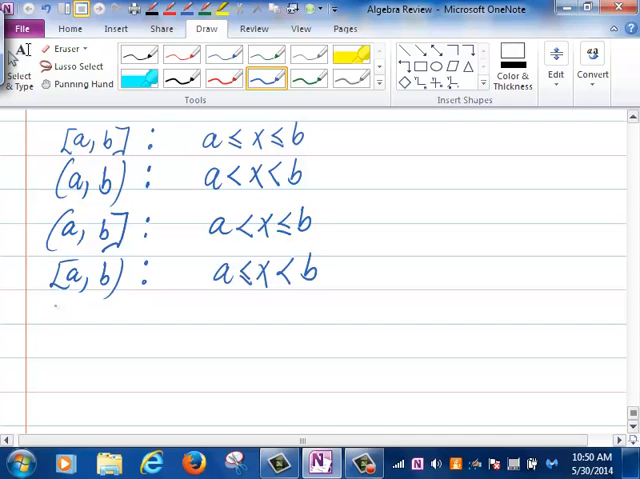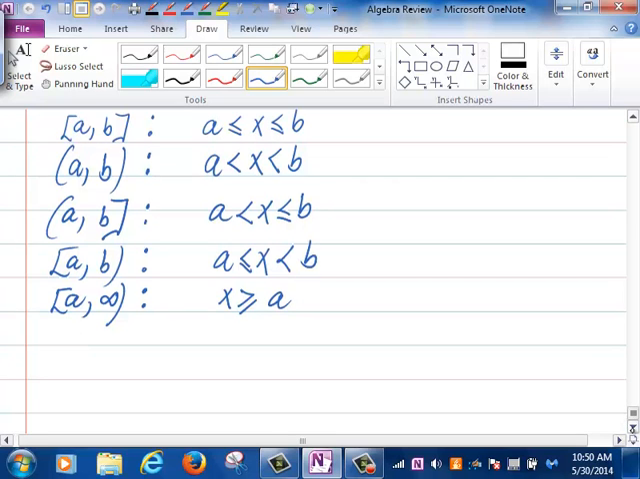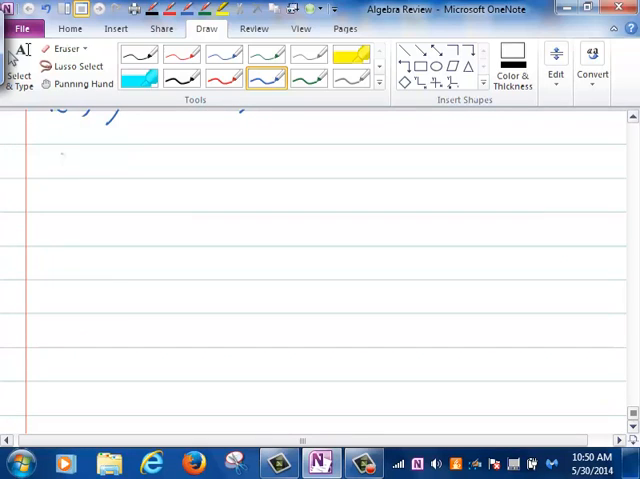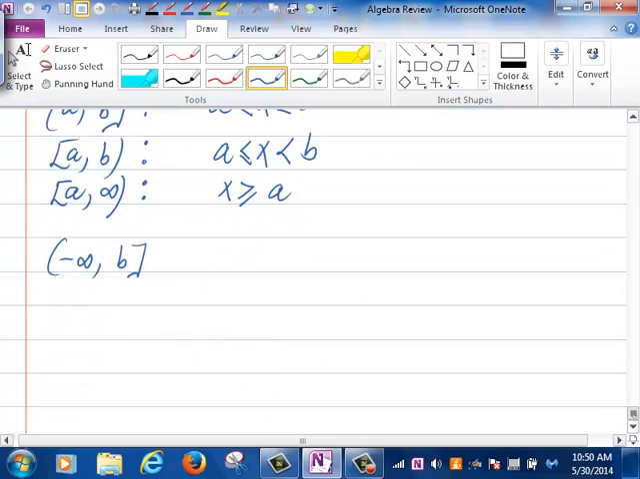How about A to infinity? What does that mean? It means all real numbers X which are greater than or equal to A. What is this? Negative infinity to B. Say it again. Negative infinity to B is the collection of all real numbers less than or equal to B.